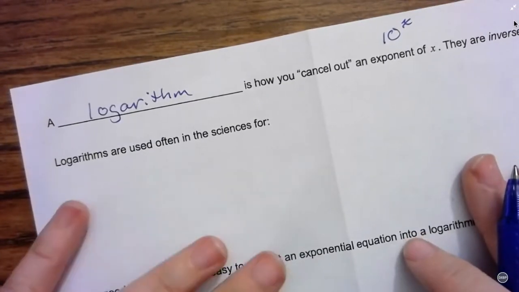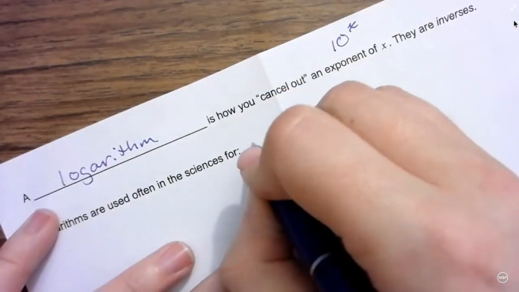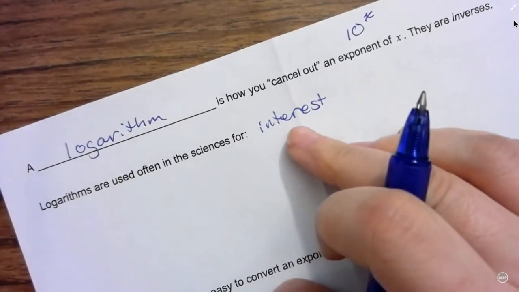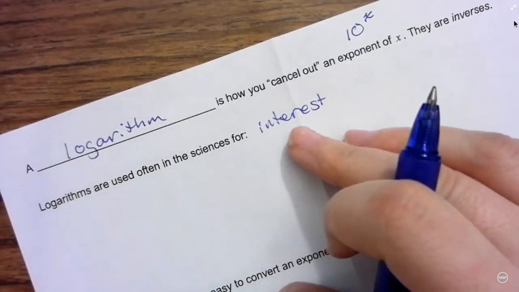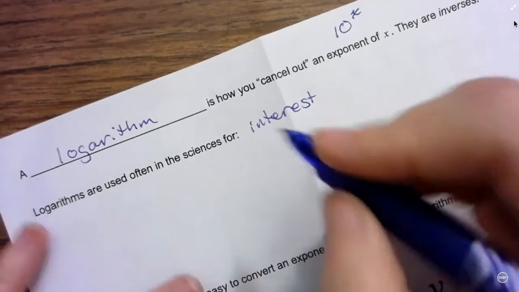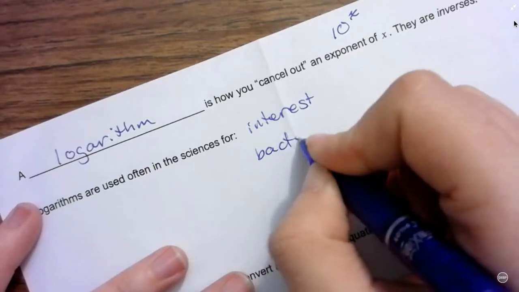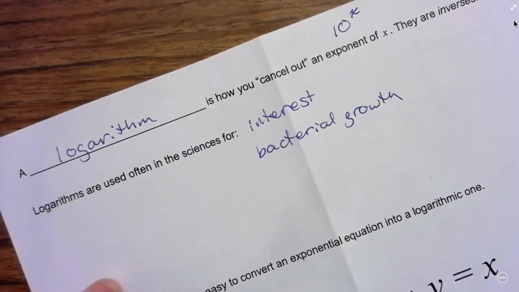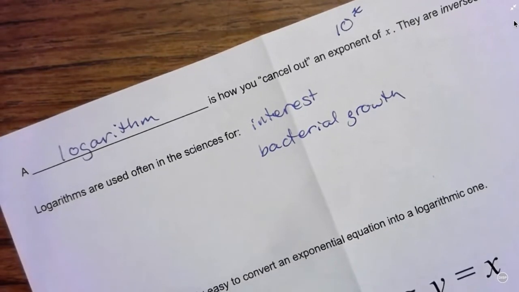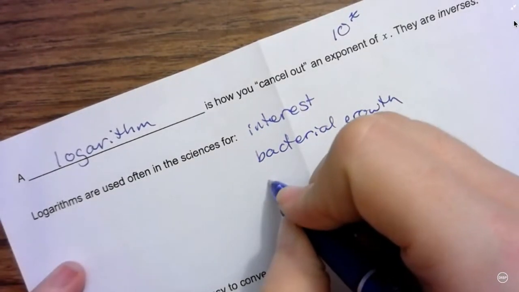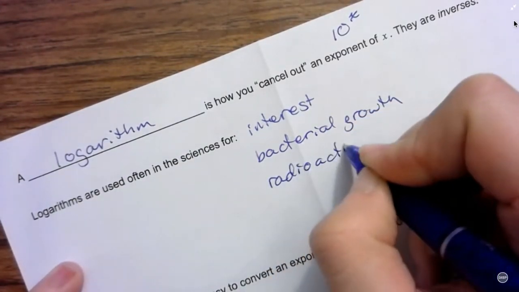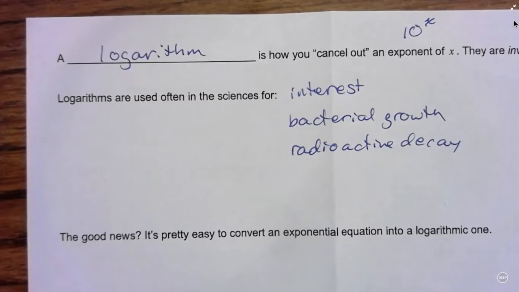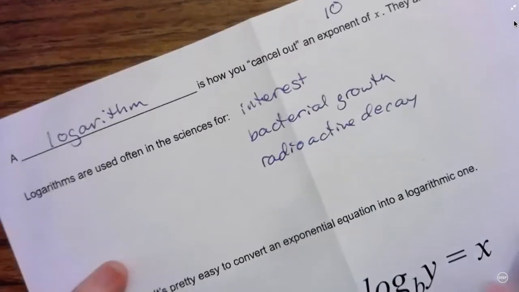And logarithms actually are used quite a bit in science, for interest. So interest rates, figuring out if you're trying to save $500,000 for your retirement, how long is it going to take you? A logarithm can show you that. Bacterial growth. How long is it going to take the bacteria to reach a critical stage where maybe they overwhelm somebody and the person gets sick? Radioactive decay. A person receives radiation treatment, for instance, and you need to know when it's safe for them to go home and be around other people. You would use a logarithm to figure that out.